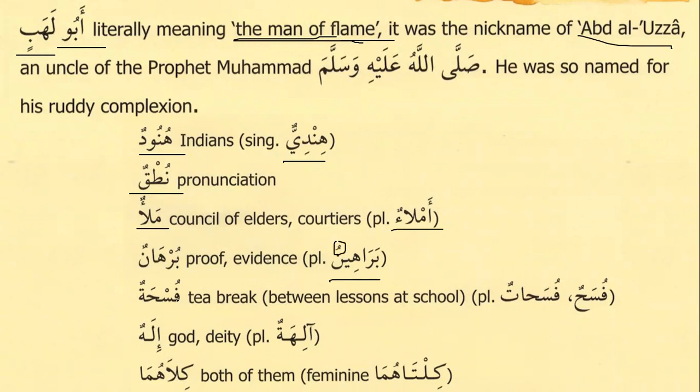Fushatun is used for break or tea break. Fusahun and fusahatun, it has two plurals. Ilahun, and the plural is, what is it? Alihatun, aliha. Alihatun, yes, aliha. And kilahuma, and the feminine is kiltahuma.